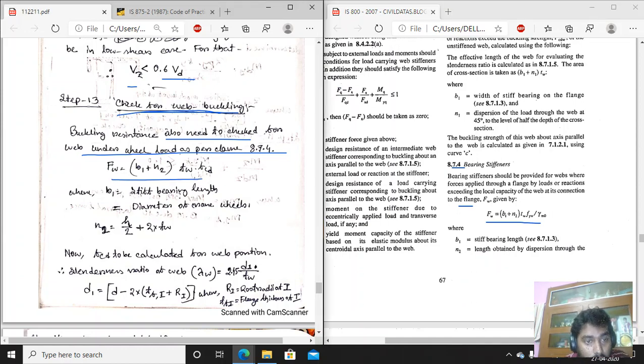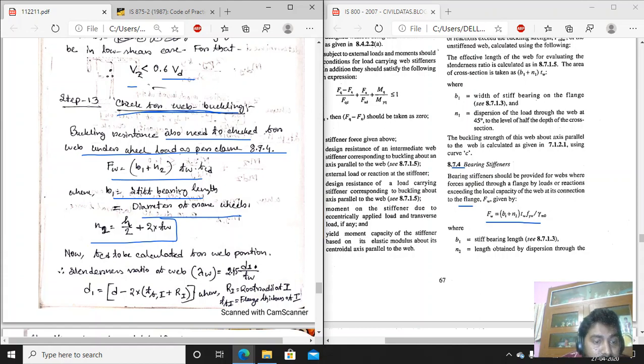Okay, b1 is equal to the stiff bearing length. Here the stiff bearing length will be taken as the diameter of the crane wheels. Okay, remember that diameter of the crane wheels will be specified to you. Okay, we have to check the value. n2 will be taken as h by 2 plus 2 into tw. h by 2, that is the height of the I section by 2, plus 2 into the thickness of the web of the I section.